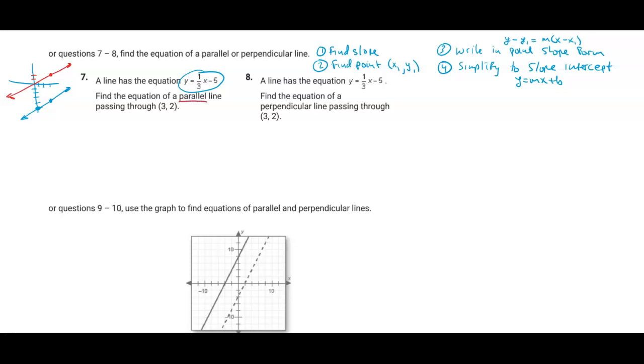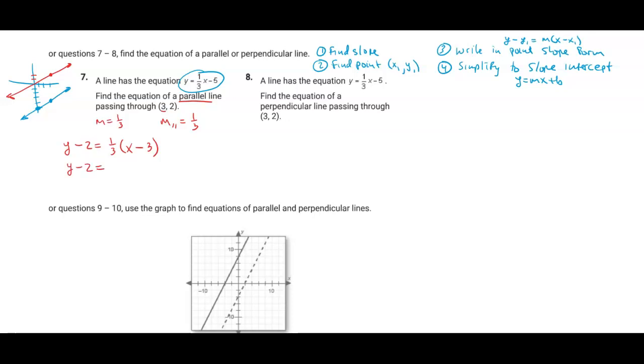Well, since the lines are parallel, if the slope of the blue line, or the given line, is 1/3, what is the slope of my new line going to be? Well, parallel lines have the same slope, so it's going to be 1/3. If it passes through 3, 2, now I can write my equation in point-slope form. So y minus 2 equals my slope 1/3 times x minus, what is x1? 3.